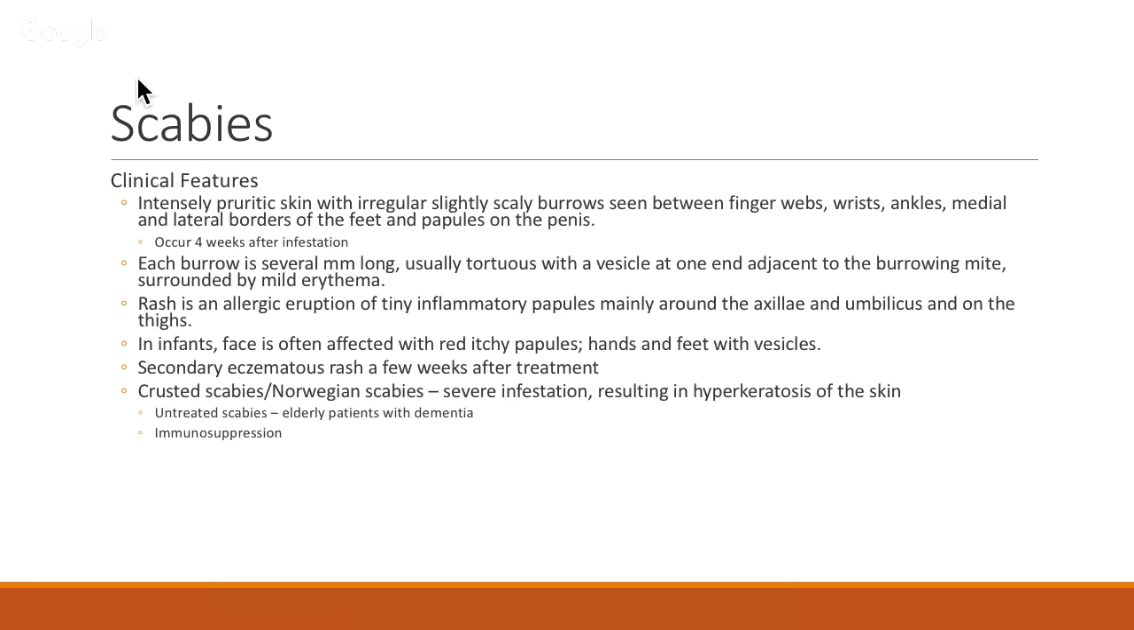So you get that intensely pruritic skin with irregular, slightly scaly burrows. It's seen often in the finger webs, on the wrists, the ankles, medial and lateral borders of the feet, and papules on the penis. Each burrow is several millimetres long. Normally they describe it as tortuous, and then you'll have a vesicle at the end where the mite actually sits.